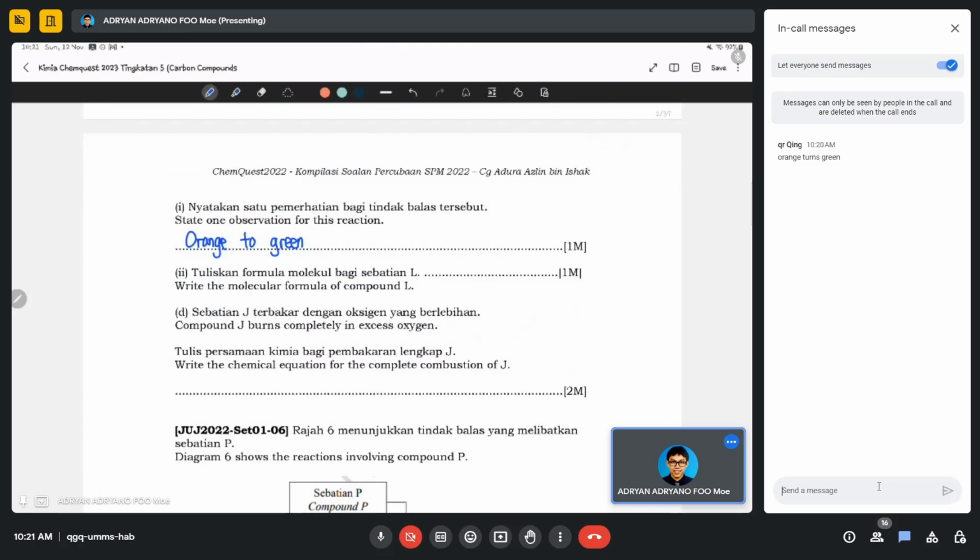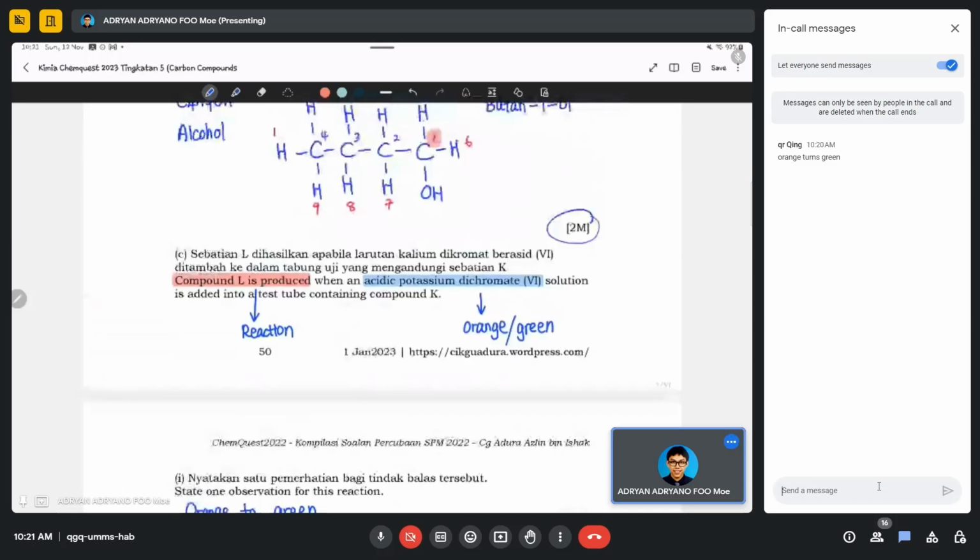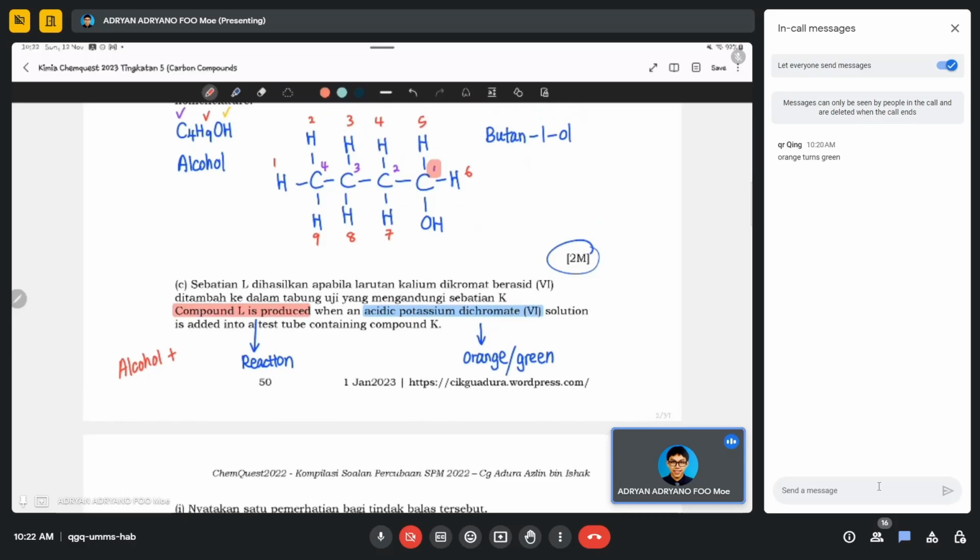这个就有一点难啦。Molecular formula of compound L. But actually it is a carboxylic acid. 为什么是 carboxylic acid? Okay, 你要看回去你的那个 notes. Okay, whenever alcohol reacts with an oxidizing agent, what do you get? 你会拿到 carboxylic acid. If you look back at your notes, carboxylic acid. Okay, when alcohol reacts with the oxidizing agent, 你会拿到一个 carboxylic acid.